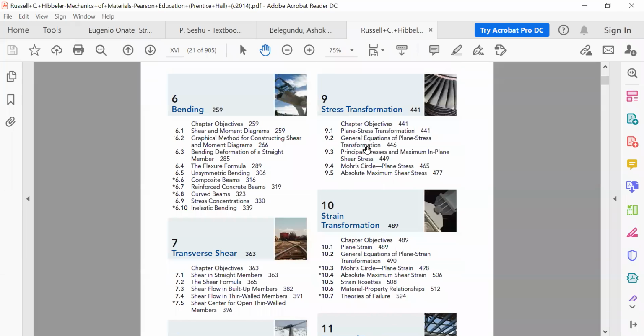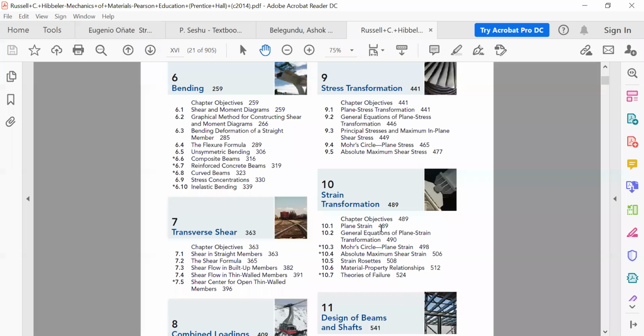And chapter number 9 and chapter number 10 are two very important chapters. They talk about stress calculations on different planes. Here we'll be understanding the concept of transformation equations, the Mohr circle, principal stresses, principal strains, the concept of maximum shear stress, and so forth. These will be part of chapter number 9 and chapter number 10.